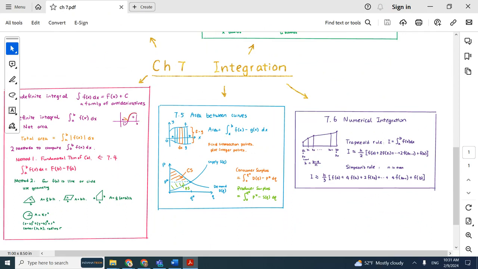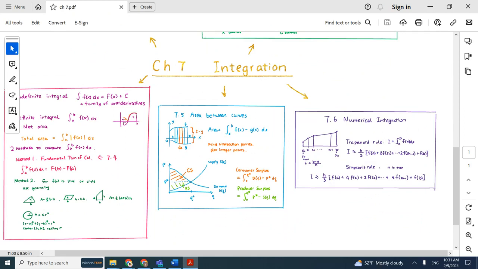2 methods. In 7.5, we talk about area between curves, right? And so the area is the integral from a to b. You use the upper function minus the lower function. And how do you find intersection points? Yeah, plug in the points, and hopefully they are integer points. Okay, so it's easy for you to plug in and find them.